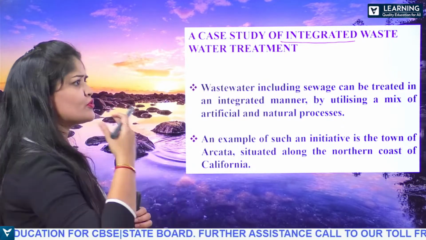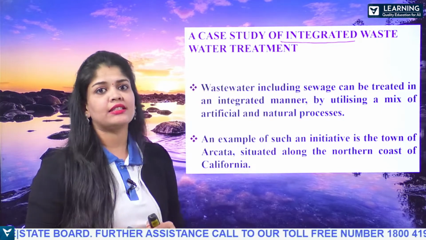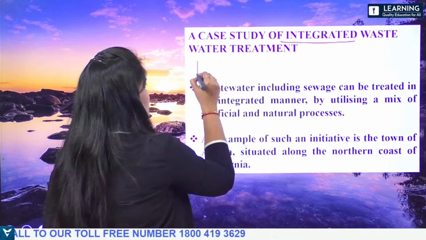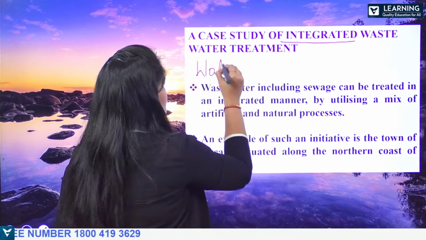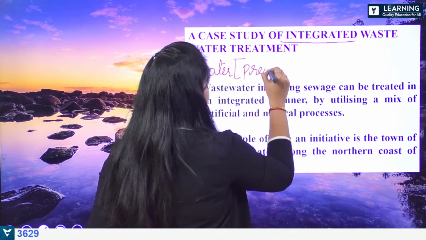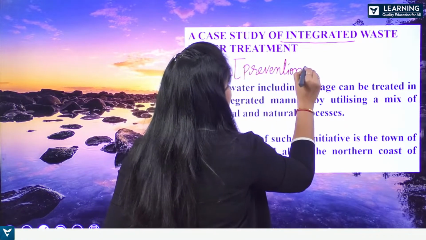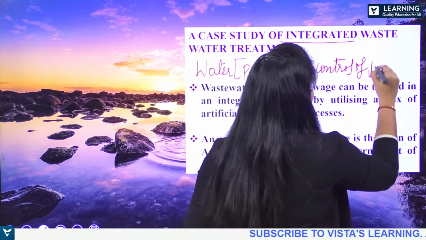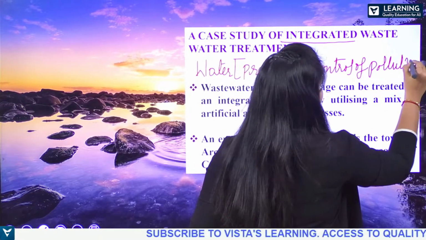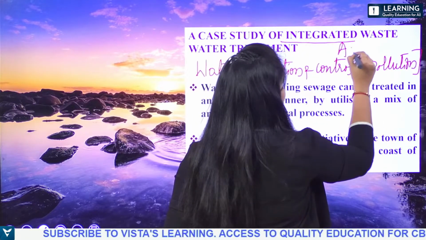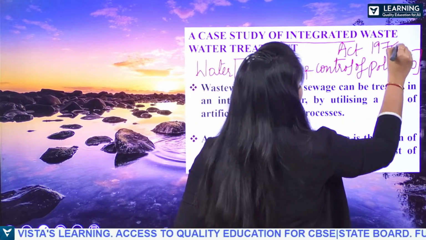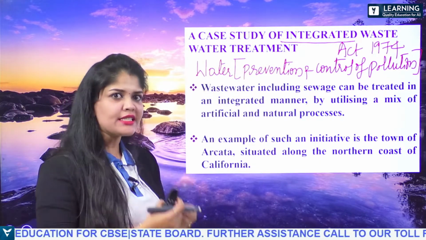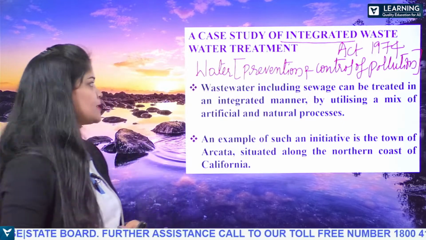To safeguard these natural resources, the Government of India has also passed an act, the Water Prevention and Control of Pollution Act, in the year 1974. So let's understand this integrated wastewater treatment.